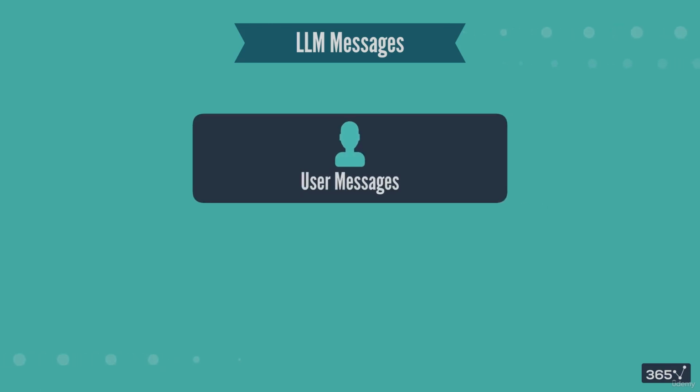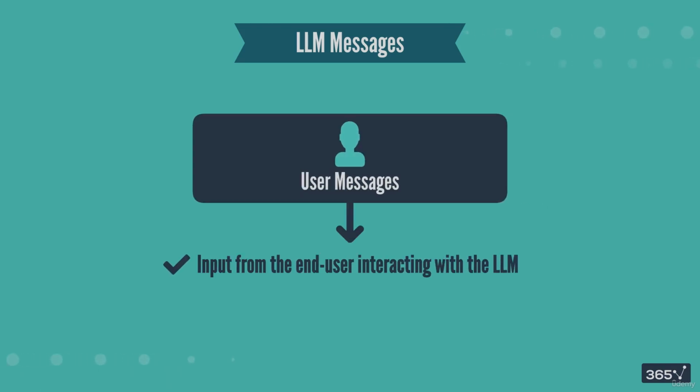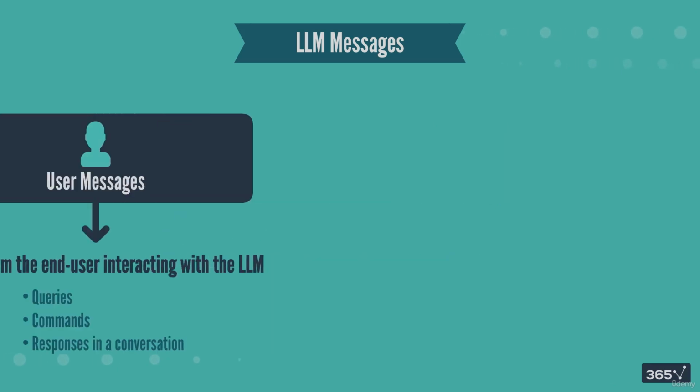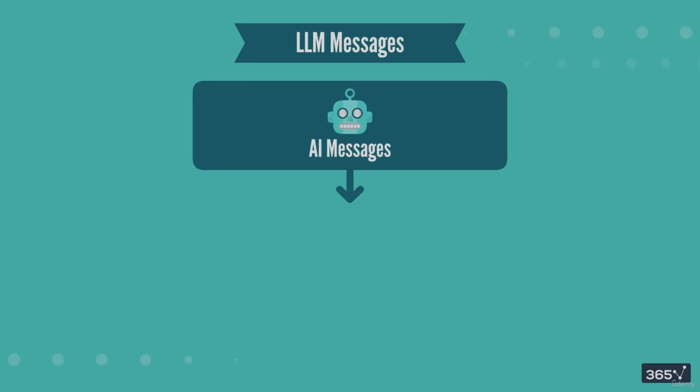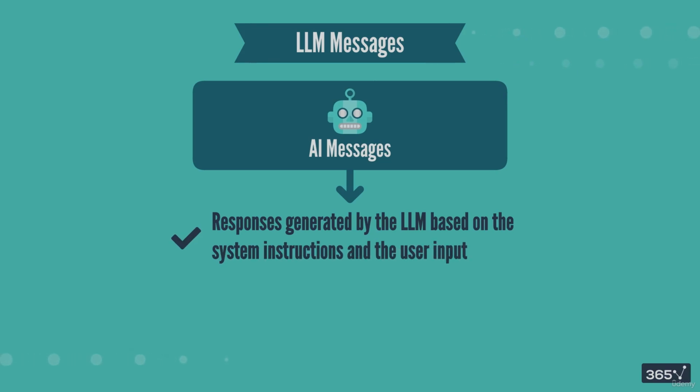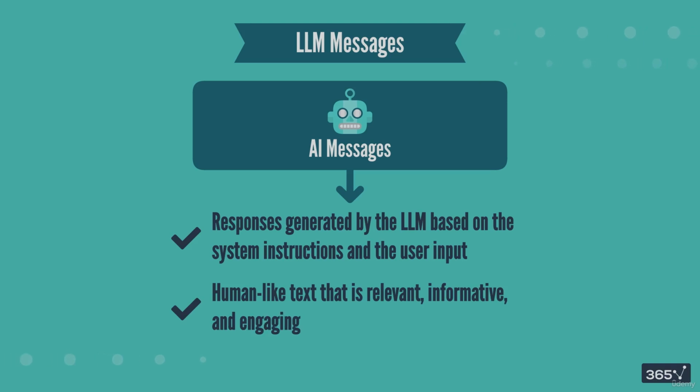User messages represent the input from the end users interacting with the LLM, ranging from queries and commands to responses in a conversational exchange. The LLM's ability to accurately understand and process these messages is critical to providing relevant and contextually appropriate outputs. AI messages, in turn, are the responses generated by the LLM based on the system instructions and user input. These messages are the essence of what makes LLMs so revolutionary. Their ability to produce human-like text that is relevant, informative, and engaging.